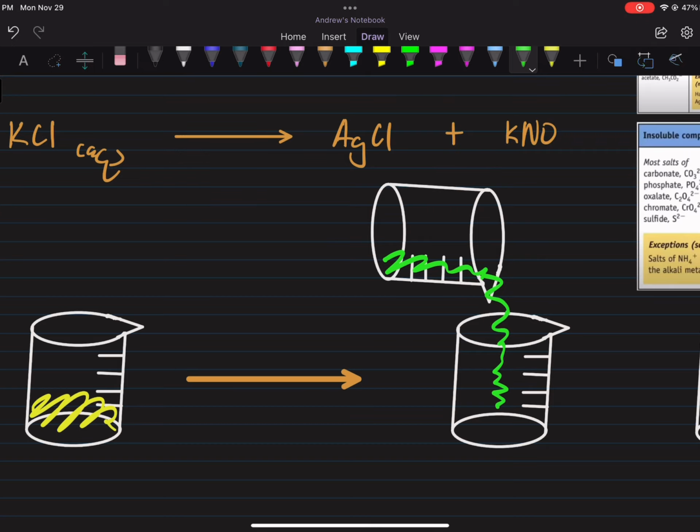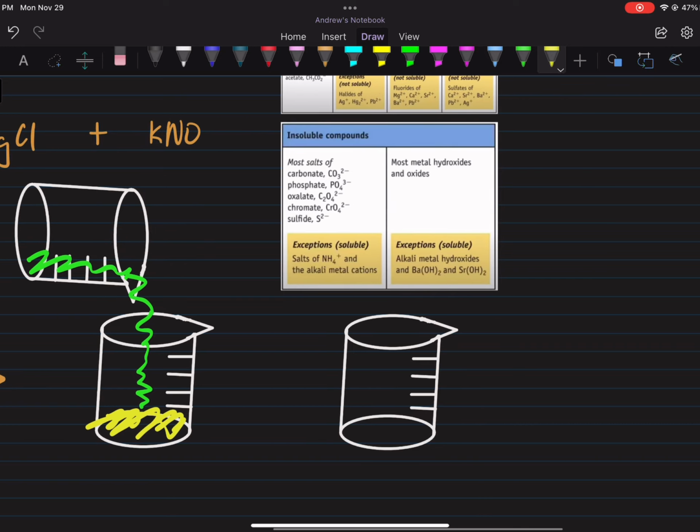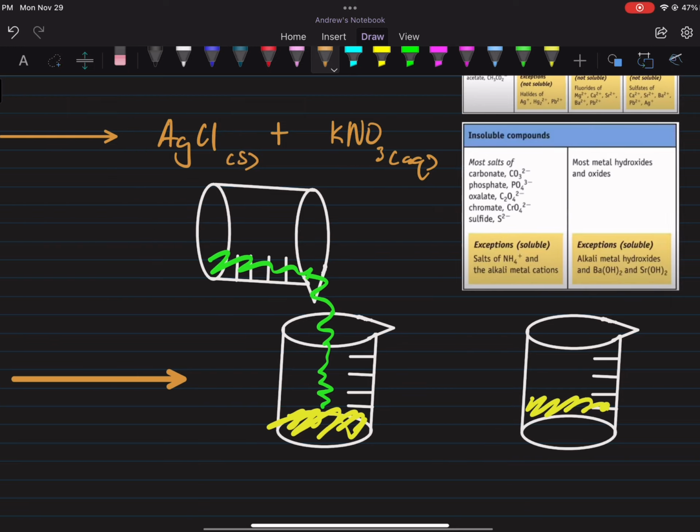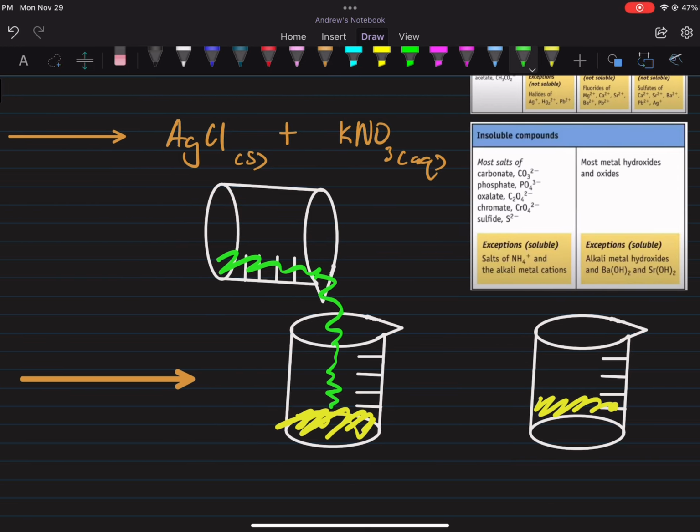And as we mix these two together, we do not know if the final reaction will have a precipitate. So we draw that we know that there will be a mixture in there, but we do not know. And if we check, AgCl will be solid because Cl has an exception for silver, which is insoluble. So therefore, it is a solid. And potassium nitrate is, again, aqueous. So we will have an aqueous solution. And now it will be insoluble.